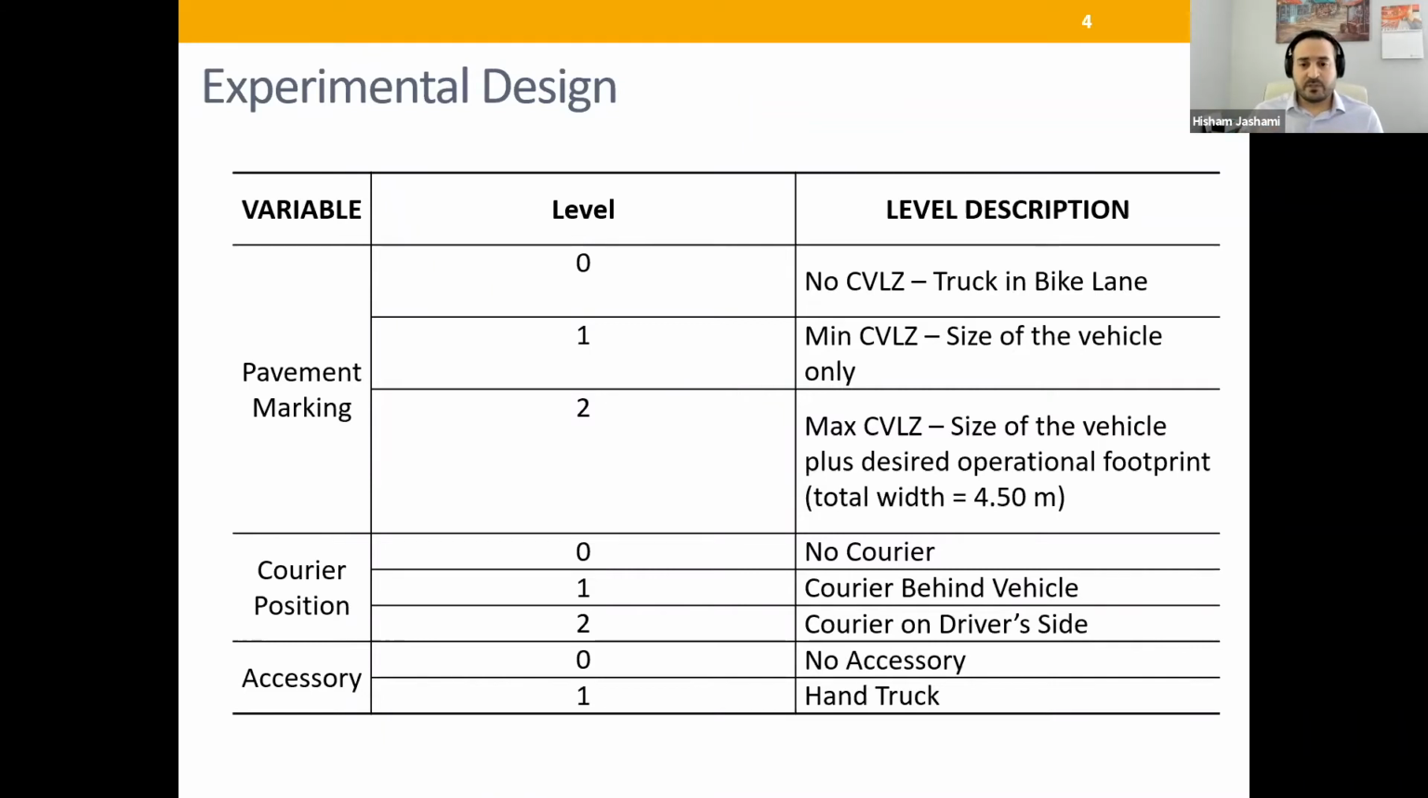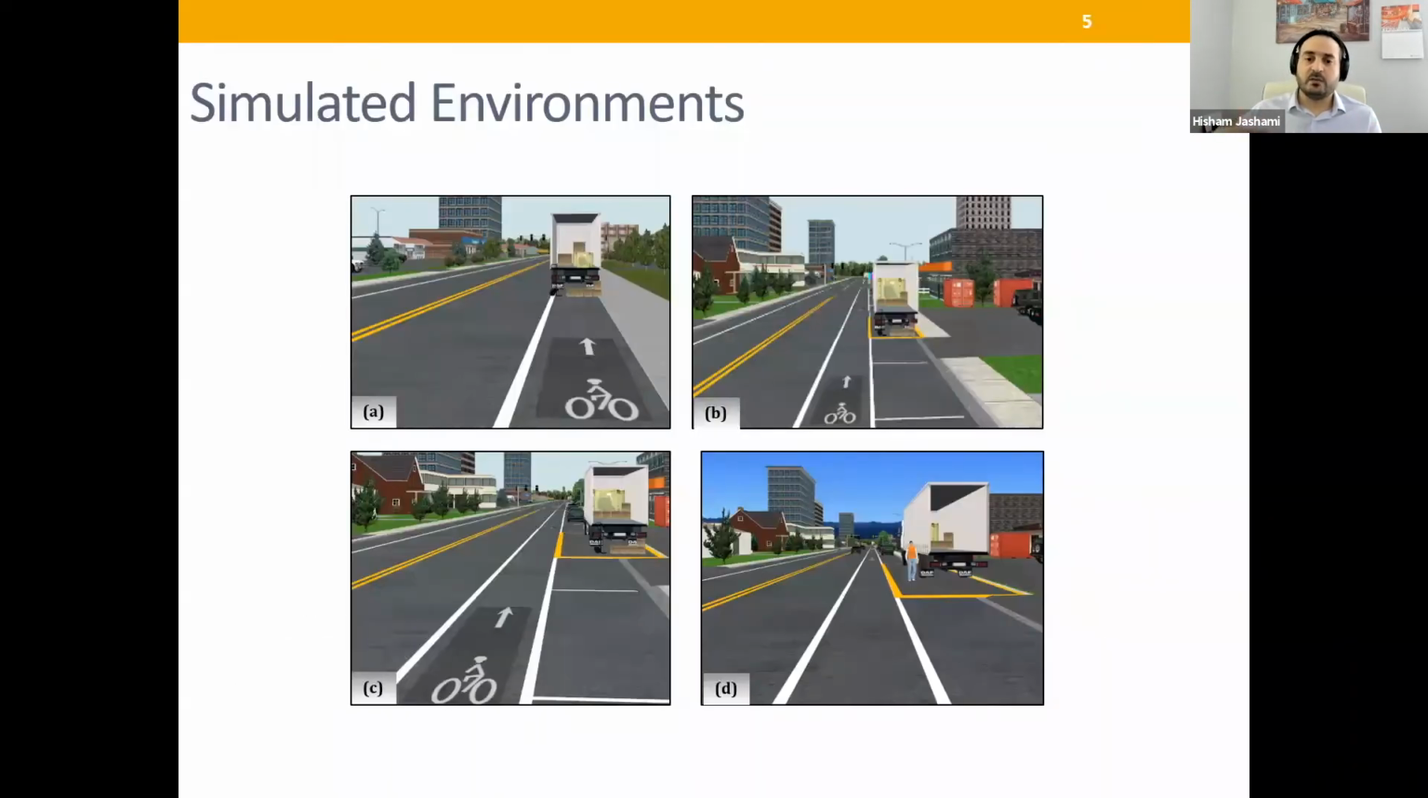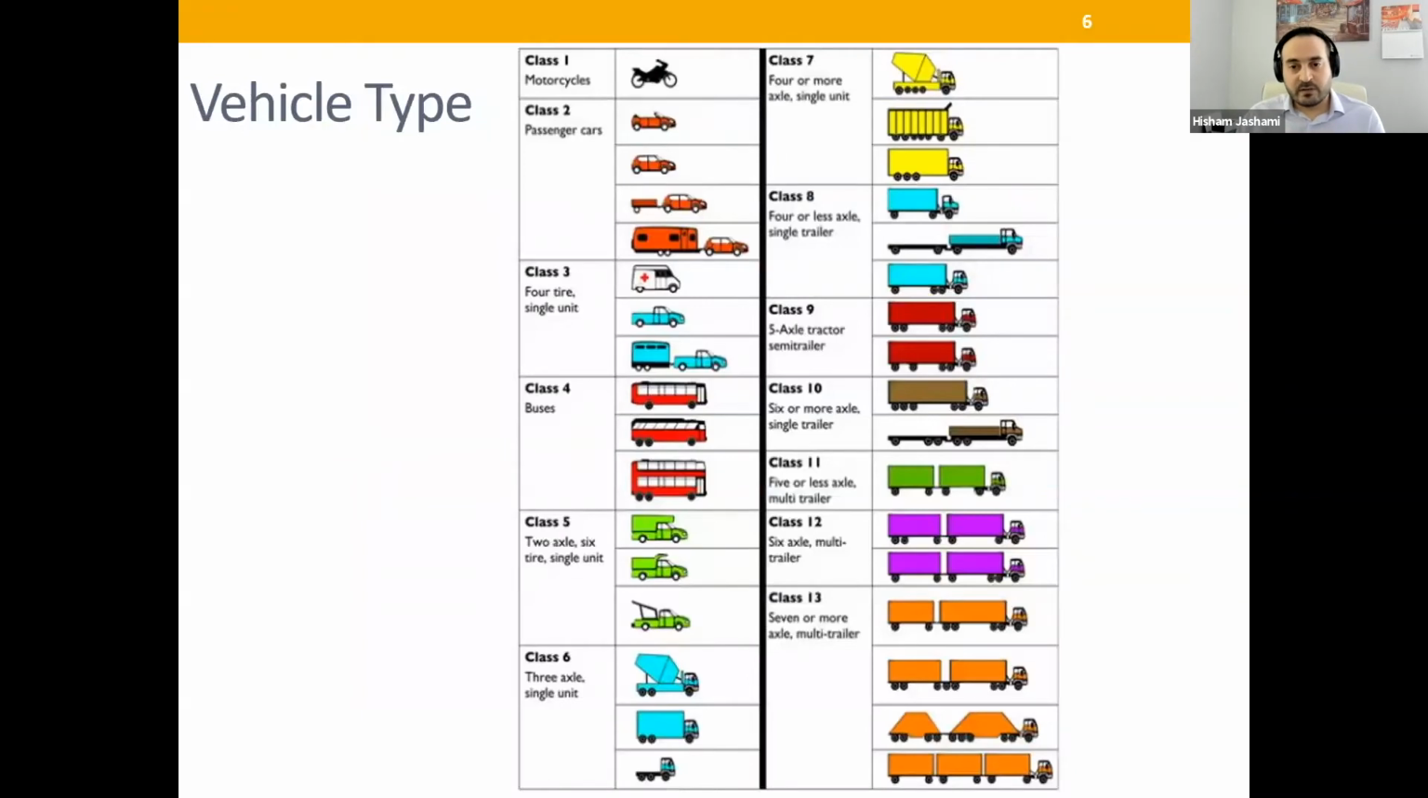And finally, we thought the presence of accessories might have something to do with the cyclist behavior. So we added that as well. So no accessories at all, or accessories. We add hand truck, and we also add some boxes there. So we have in A, B, C, here are the boxes with the hand truck. They are small. And here is the scenario when there is no accessories.